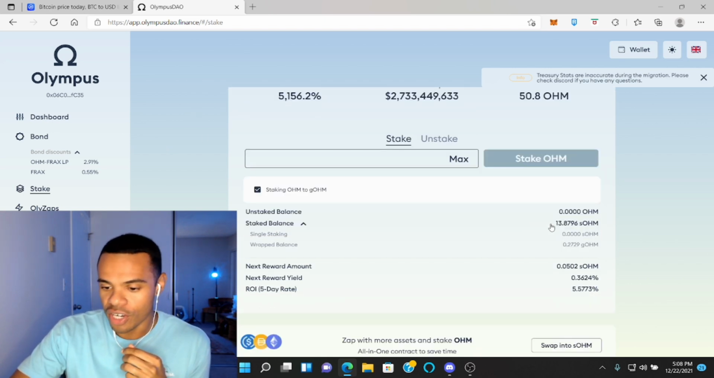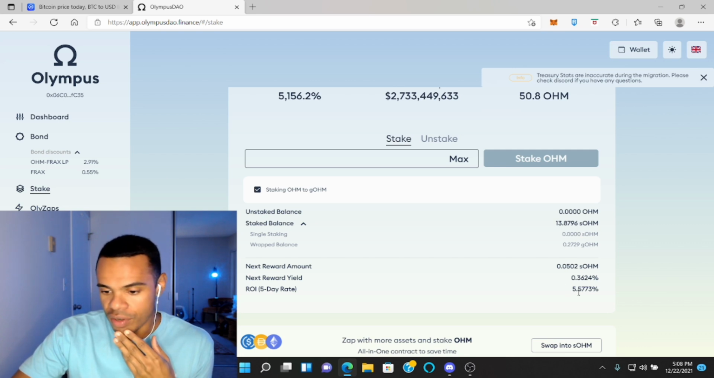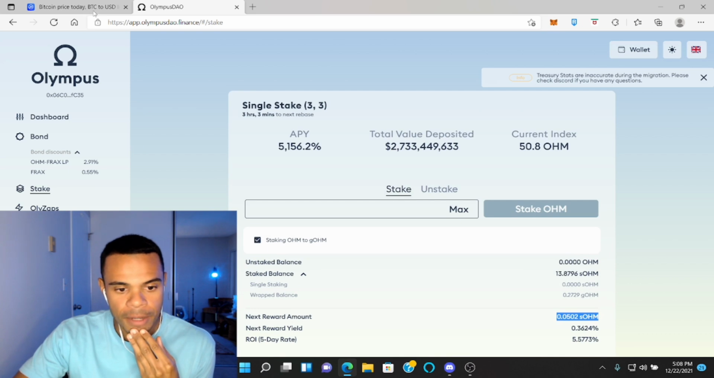Right now you can see that I currently have 13.8 OHM, which is pretty awesome. Day rate is going to be about 5%. My next reward yield is going to be about this much, and the next reward amount's only going to be this. So it's a little bit, but whatever, it's still free money.